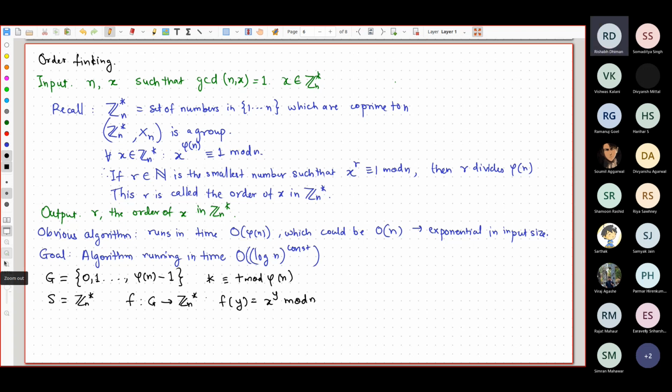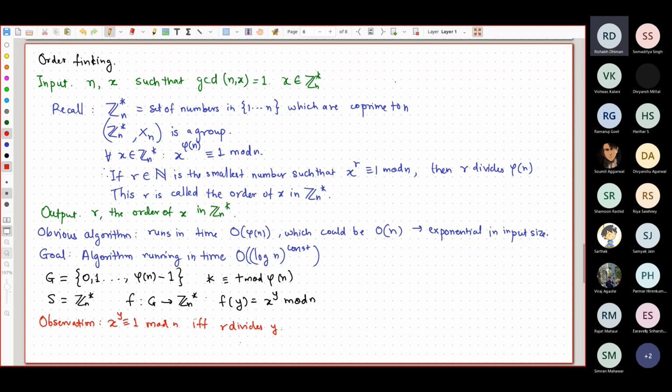Okay, good. So his observation is that x to the power y is congruent to 1 mod n if and only if r divides y. Right? Yeah. Right, good, okay. And yeah, so that's basically the main thing.